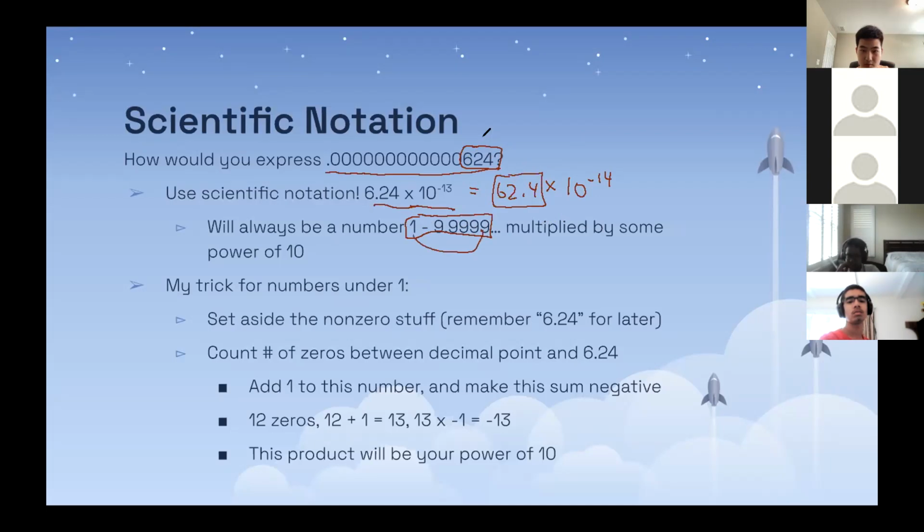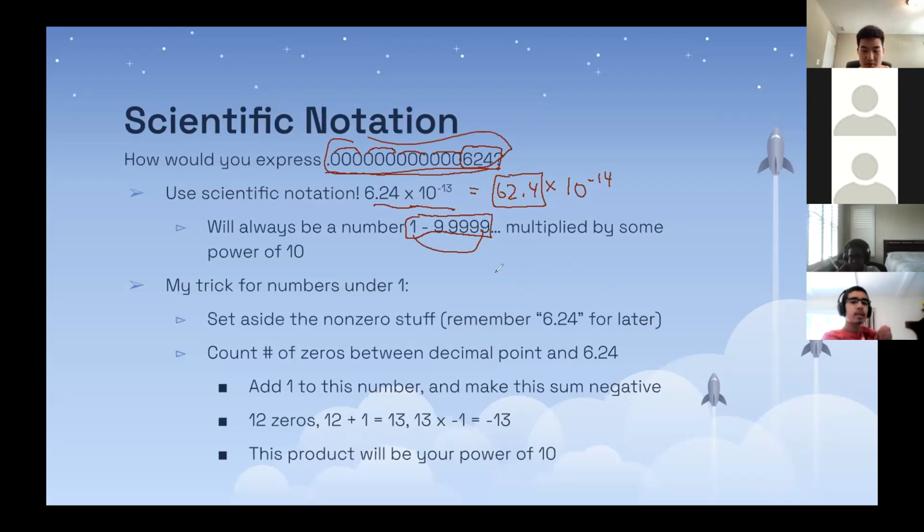So for numbers under 1, if you're looking at an absurd number like this and you want to express it in scientific notation, what I like to do is count the zeros. So if I count in groups of 3, for example, 3, 6, 9, there's 12 zeros here. And what I do with that knowledge is that I know that there are 12 zeros. So if I add 1 onto 12, it's 13. And then this is a number that's less than 1. So the power of 10 has to be negative.